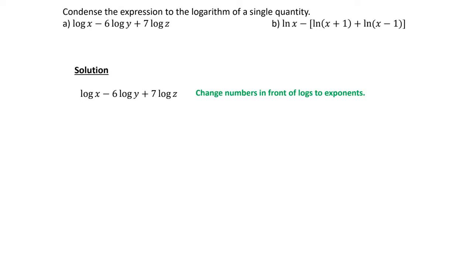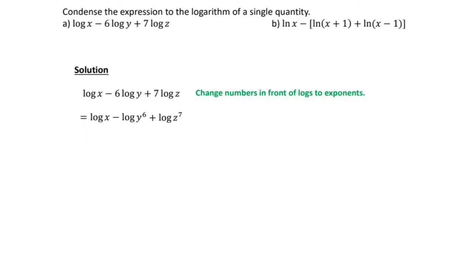So let's first use our power rule: when we have a number being multiplied to the log, that is represented as an exponent. So we rewrite this as log of x minus the log of y to the 6 plus the log of z to the 7. Okay, we have no more powers to apply. So now we just go through this from left to right.